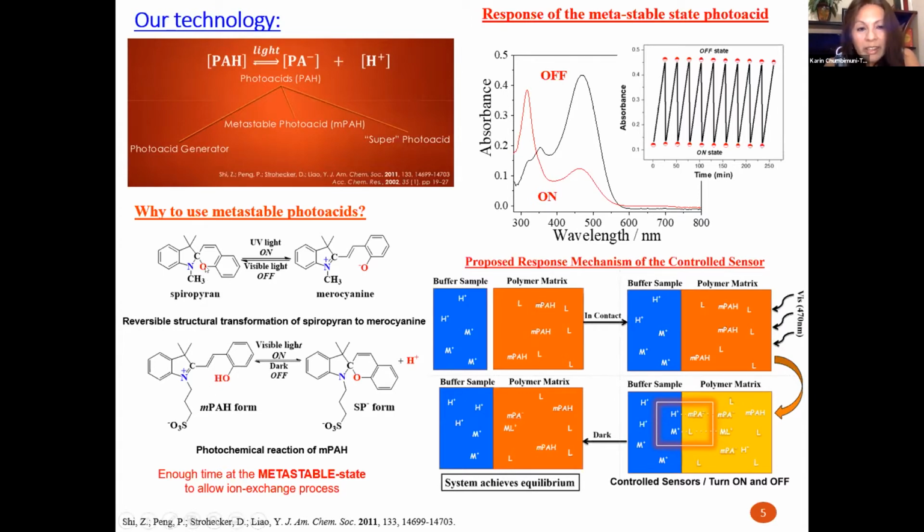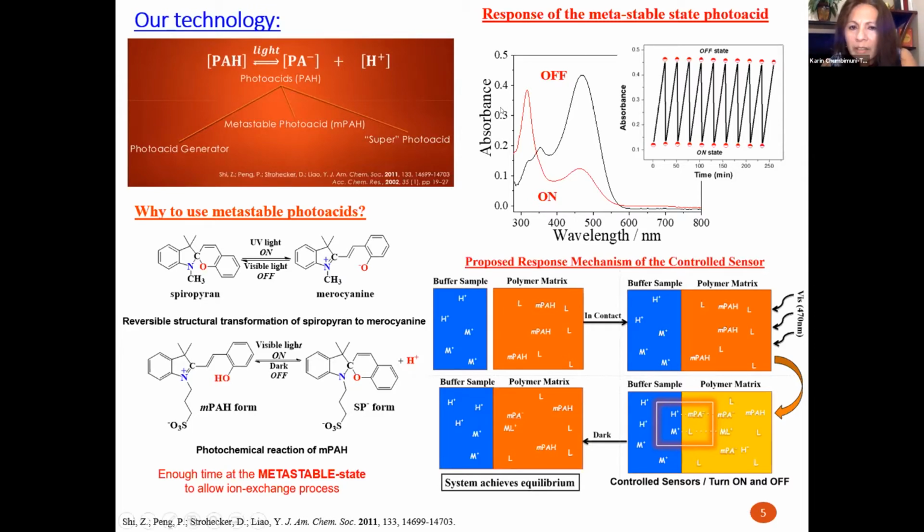The difference is that the spiropyran changes structure upon UV light, but the metastable state photoacid does under visible light. And the most important thing is that the proton that is liberated lasts longer, so it can be used for different processes, such as ion exchange, for example. This compound was proposed in 2011 for the first time, and what we did is to use this compound toward sensing applications with optical transduction.